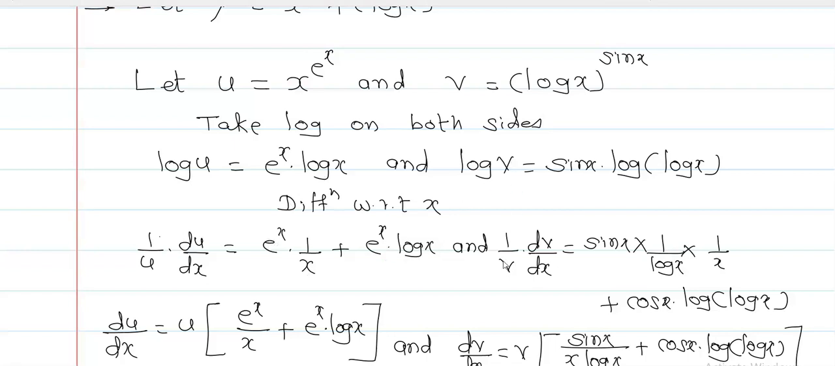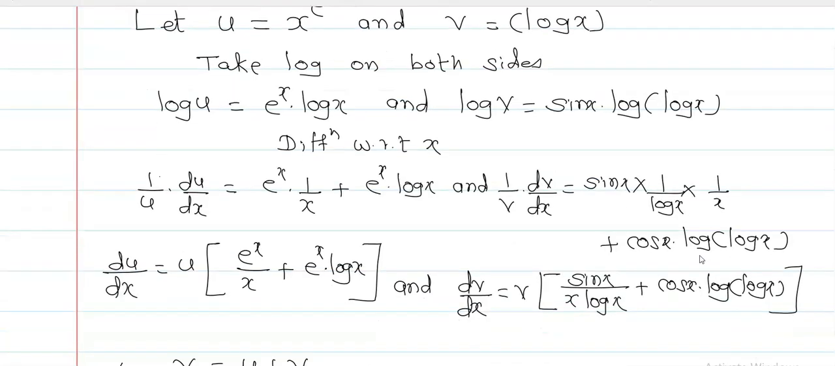Log of e, its derivative is 1 upon v dv by dx is equals to sin x, derivative of log x is 1 upon log x into derivative of log of x is 1 upon x. Next is derivative of sin x is cos x into log x, and solve this.